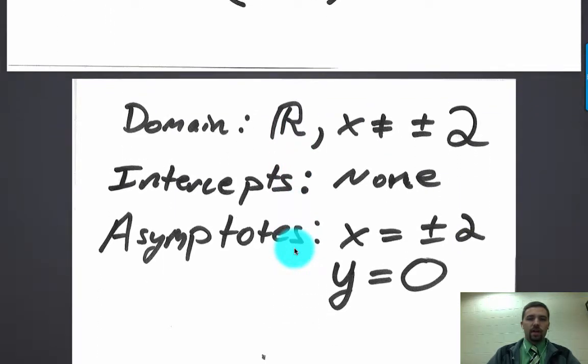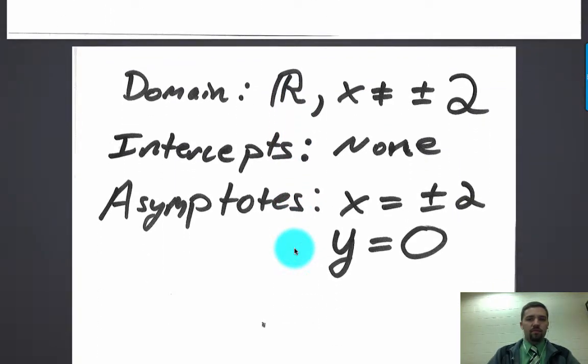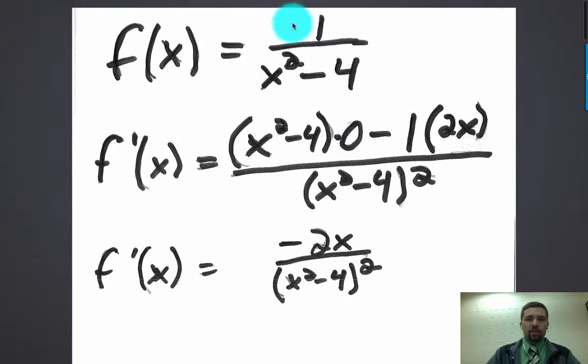So you're supposed to find the domain. The domain of this is all real numbers except x can't be plus or minus 2 because that's where we divide by 0. And there are also asymptotes there. Alright. There are no intercepts in this one. If you try and look at the original function, set it equal to 0, you're not going to be able to find any intercepts.